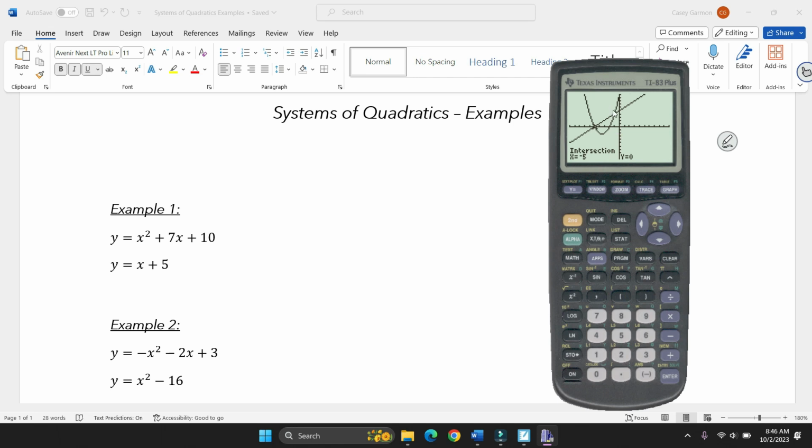Now, to find the other point, I do the exact same process, but I just need to move my cursor close to that point. So again, second, trace, intersect, and now use your right arrow to go over. And you don't have to be right on it, just get close to it, that's fine. Once you're there, hit enter 3 times. And there's your solution.